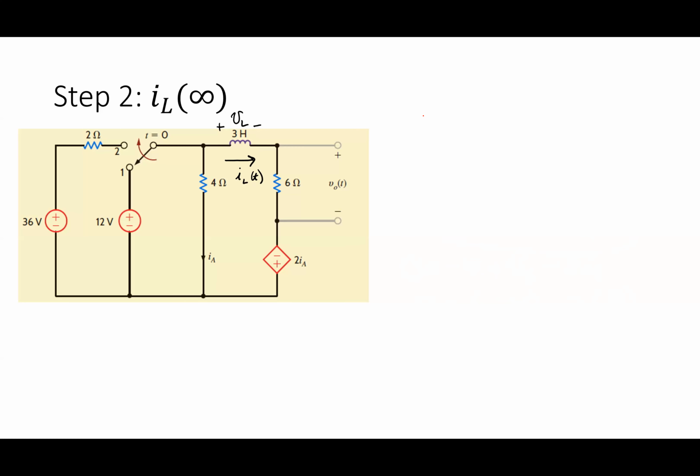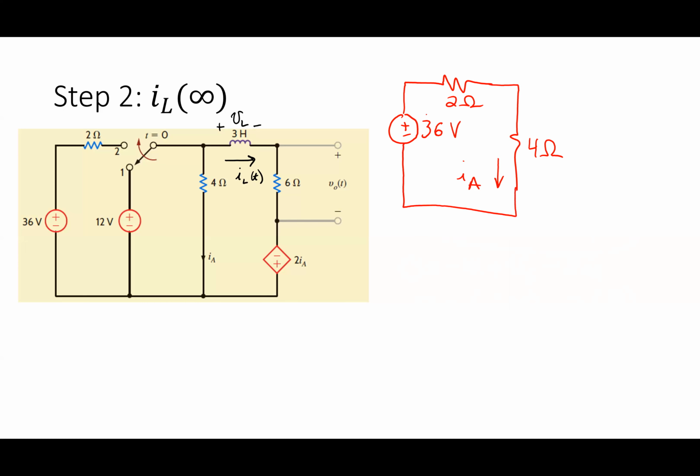So get my circuit redrawn. That's the first thing I want to do. I got a 36 volt source, and then I got this 2 ohm resistor. Then I got the 4 ohms again, and the 4 ohms has IA going through it. And then what else do I have? The inductor, we said we make a short. So then I got 6 ohms here, and my very badly drawn 2 times IA source.